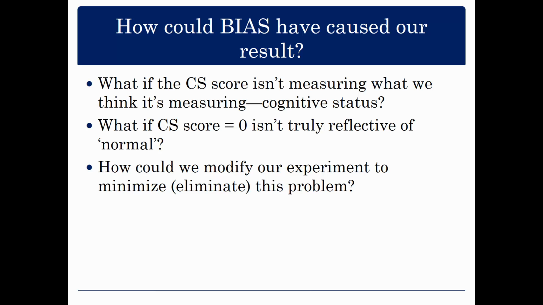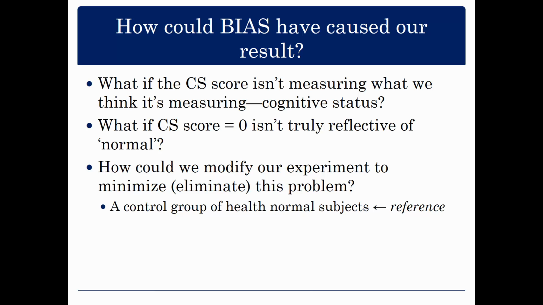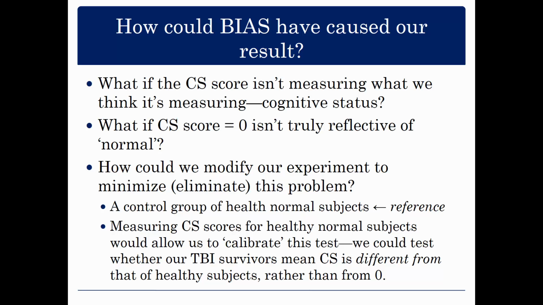Rather than doing a one sample test comparing our results to a value, what could we compare our results to instead? A control group of healthy people, right? Normal functioning people, because then it doesn't matter what the zero means. We would be comparing cognitive status measured in this particular measure in people we think have deficits to people who should be average or normal. And so if normal isn't really zero, that should be captured in our healthy controls, which is again why we have control groups. It allows us a reference of comparison.